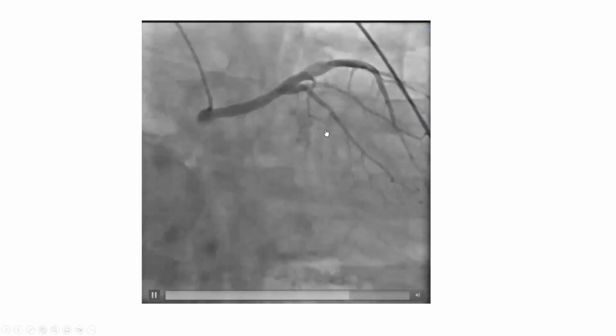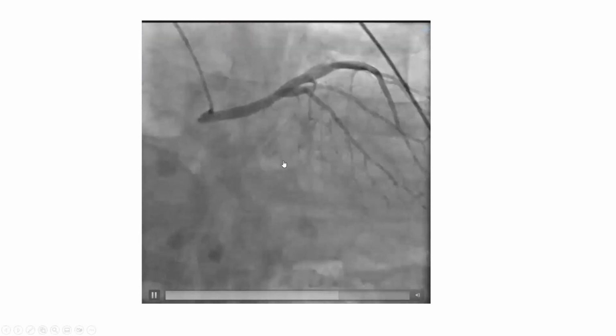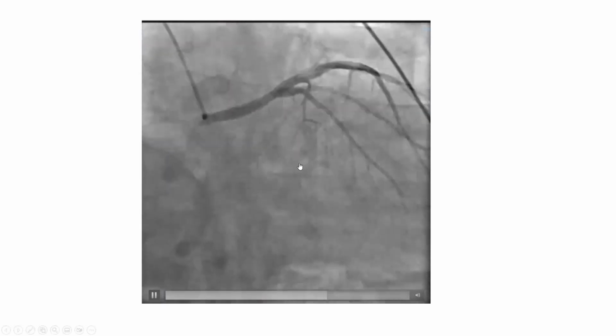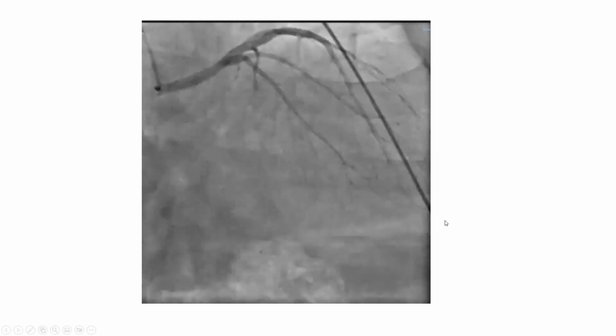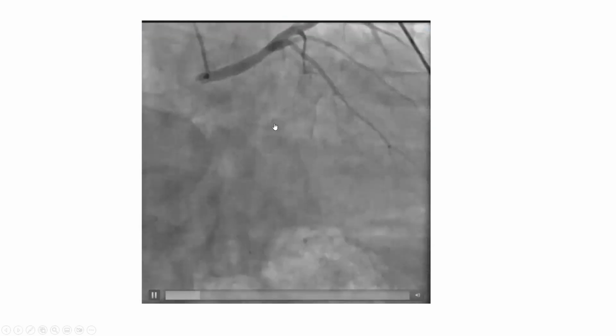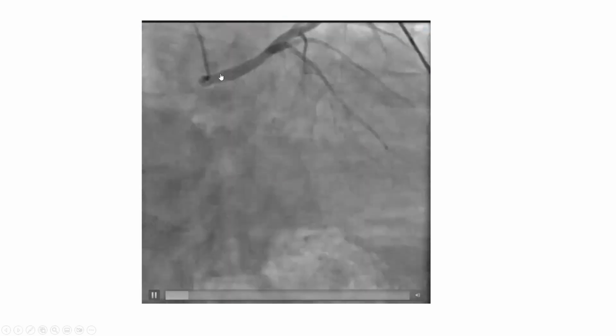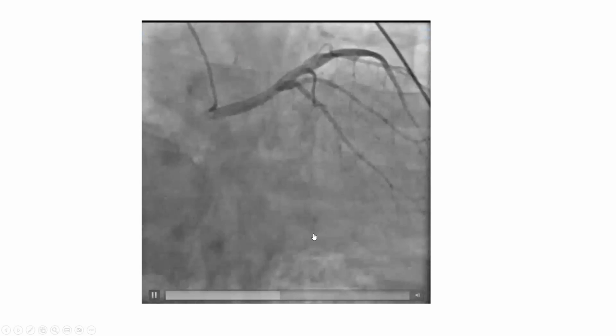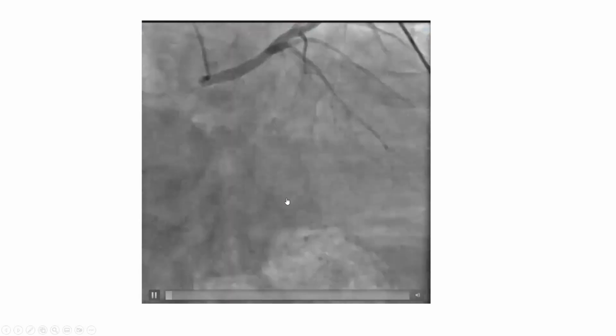One, do LAO caudal, and you'll see there is nothing going in the left AV groove. And two, you can wait till you see coronary sinus filling. Wait for the venous phase. The coronary sinus is in the left AV groove. So where the coronary sinus lies, the circumflex runs. If you see the coronary sinus path and there is no vessel over it, then there is no left circumflex.